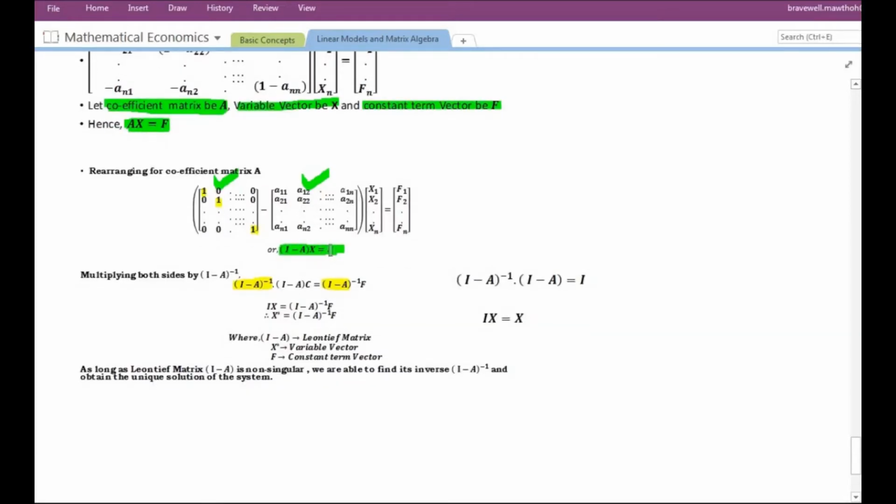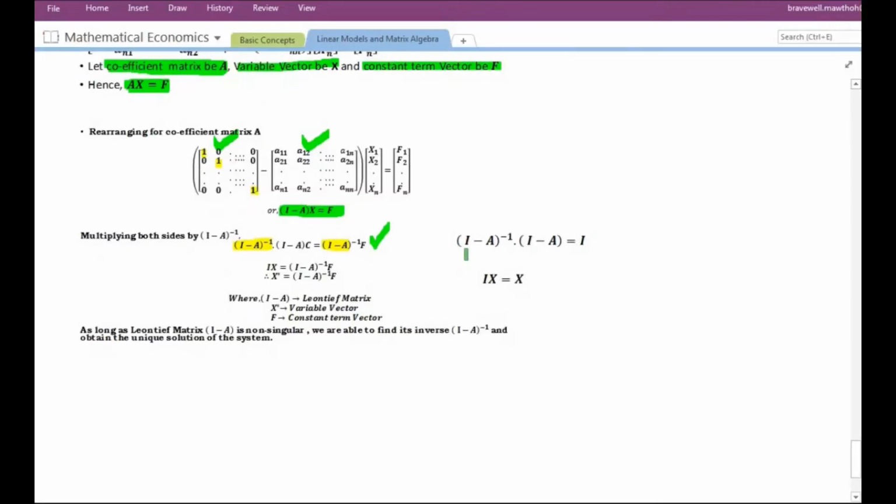Now multiplying both sides of the equation by the inverse of the Leontief matrix, the inverse of the Leontief matrix times the Leontief matrix is equal to I, since multiplication of the inverse of a matrix with the given matrix will yield an identity matrix. Again, multiplication of an identity matrix I with a given matrix will yield the given matrix itself. So the left side in this case will yield the variable vector X. Now this equation is known as the Leontief input-output model equation.